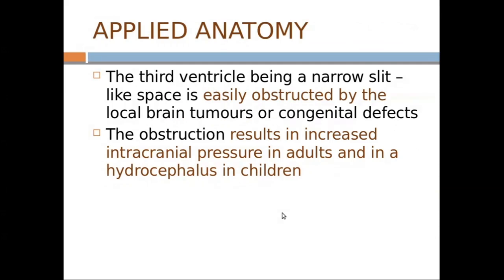What is the applied anatomy of the third ventricle? The third ventricle, being a narrow slit-like space, is easily obstructed by local brain tumors or congenital defects. That can cause obstruction resulting in increased intracranial pressure in adults and hydrocephalus in children. So we have covered the third ventricle in great detail, including short notes on the boundaries of the third ventricle. So you go through this. We will see the fourth ventricle in the next class.